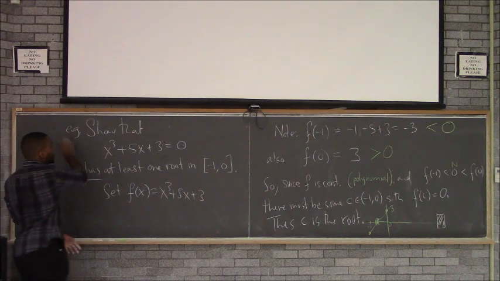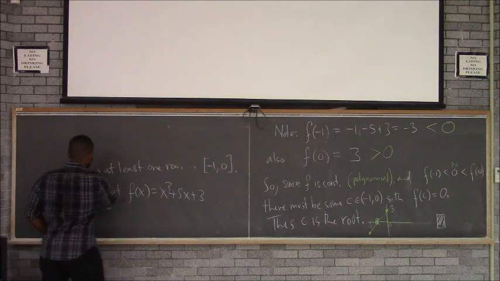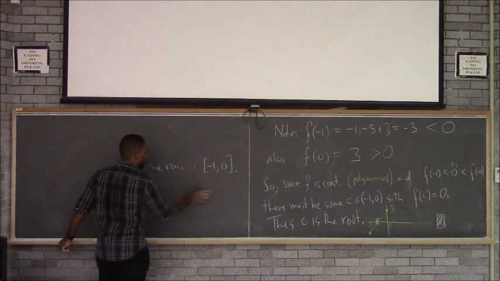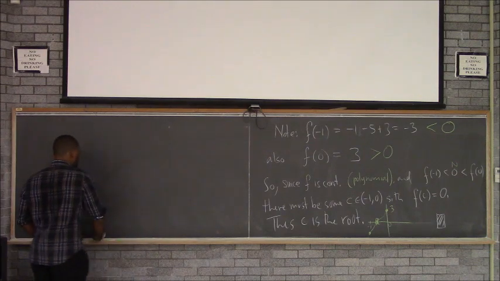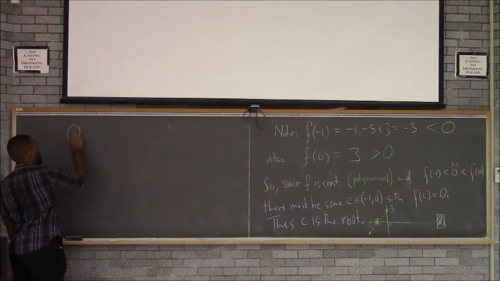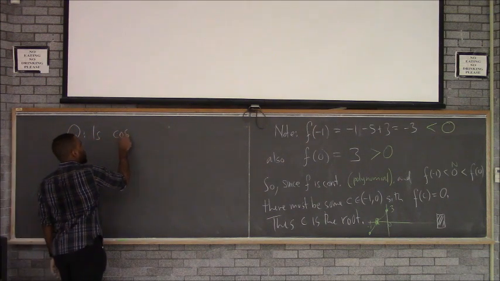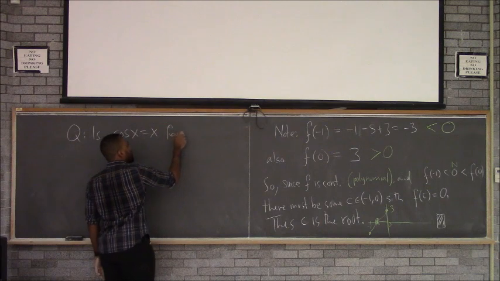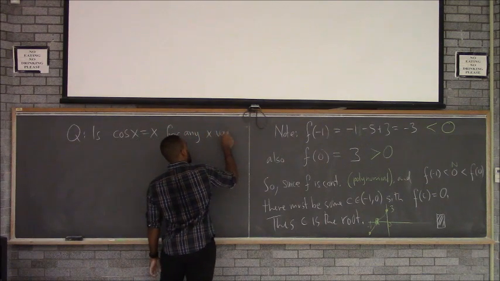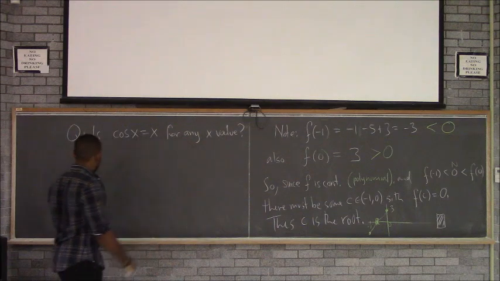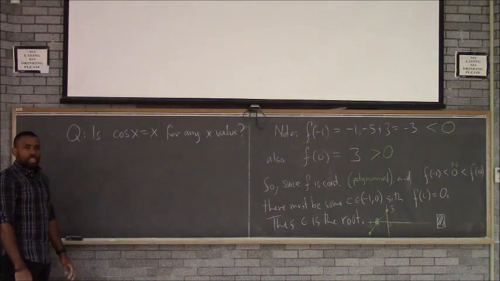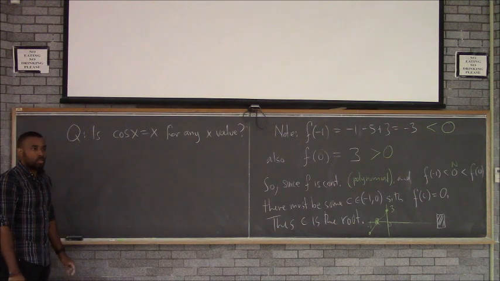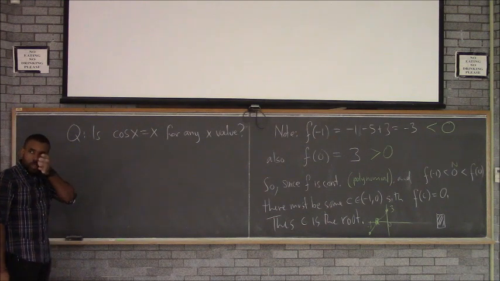So for the quiz, a question I could have asked: is cosine of x equal to x for any x value? Right? I could have asked you that question. Can you think of any x value where cosine of x is equal to x? Where's the cosine equal to its angle? Like, how do you even go about solving something like that? Can anyone think of one?